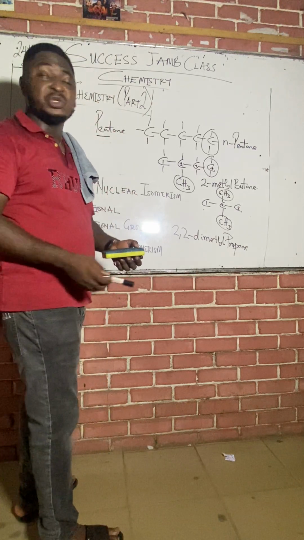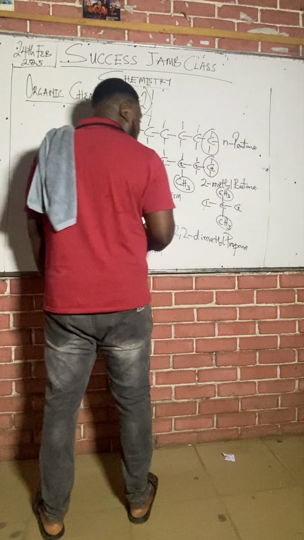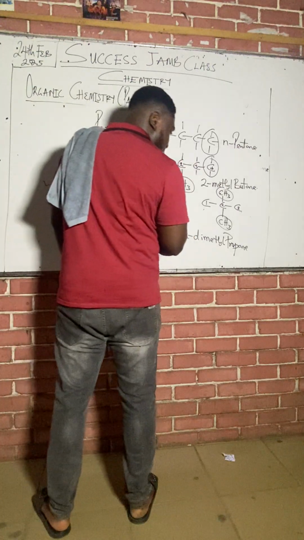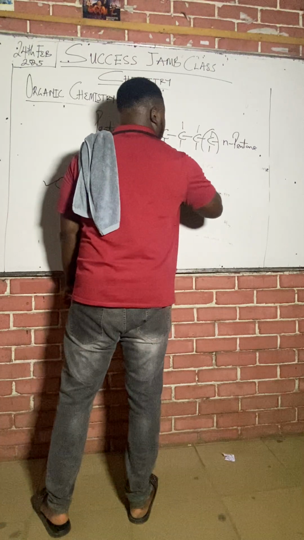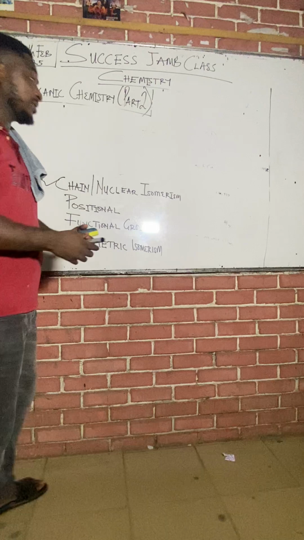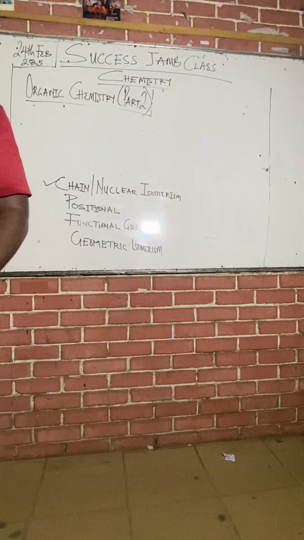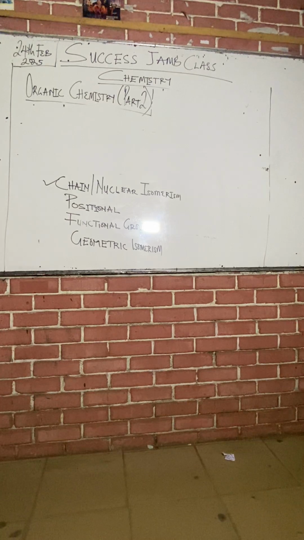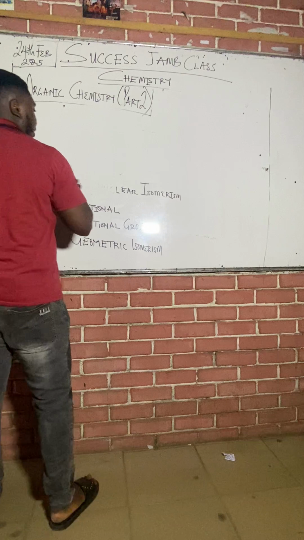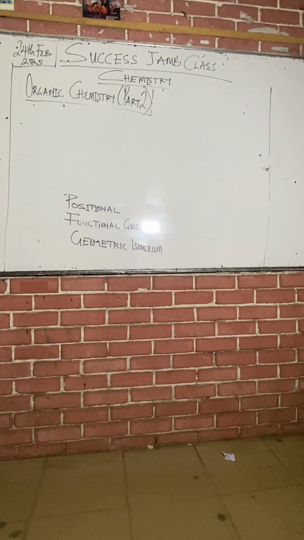You can apply the same method to determine the isomers of any alkane, hexane, heptane. You can use this method to determine the isomers. Now, class, all these isomers we just looked at are under chain or nuclear isomerism. Okay, so we are done with nuclear or chain isomerism. We now want to go to positional isomerism. Write down positional isomerism.